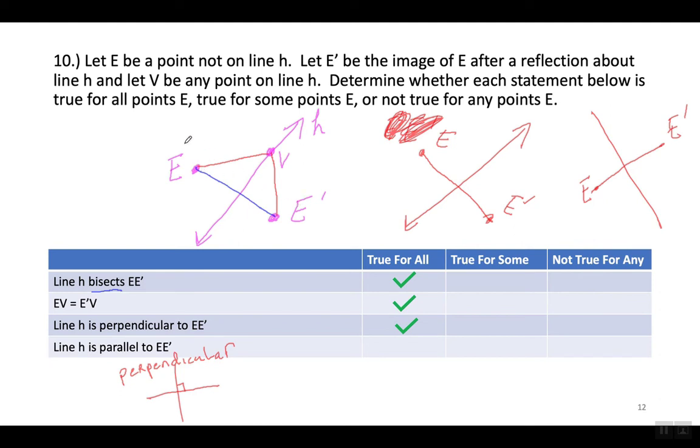No importa dónde escriben el punto E, y si hace una reflexión del punto E a E', ese segmento siempre tiene que ser perpendicular a la línea H. Perpendicular quiere decir que forman un ángulo de 90 grados para los cuatro ángulos. Alright, and the last one, let me erase all this.